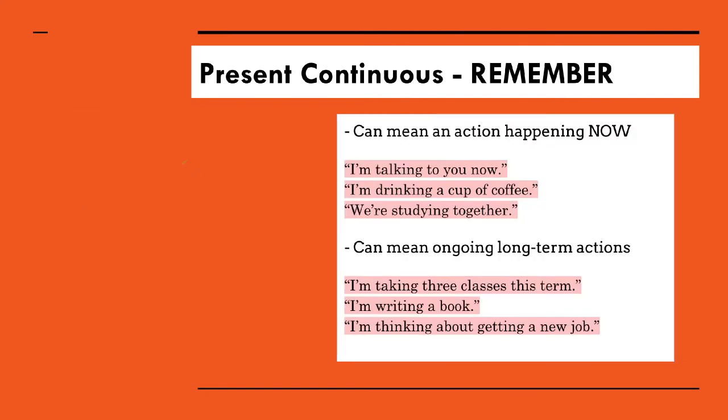When you're describing an action, there's generally two groups of actions that are not completed. One is the action that's happening right now. What are you doing right now? Oh, I'm talking, I'm drinking, we're studying. That's what I am doing the moment that I speak or write that sentence. But it can also mean any incomplete action like these. I'm writing a book. It doesn't mean I'm doing it now, but it does mean I'm not finished.